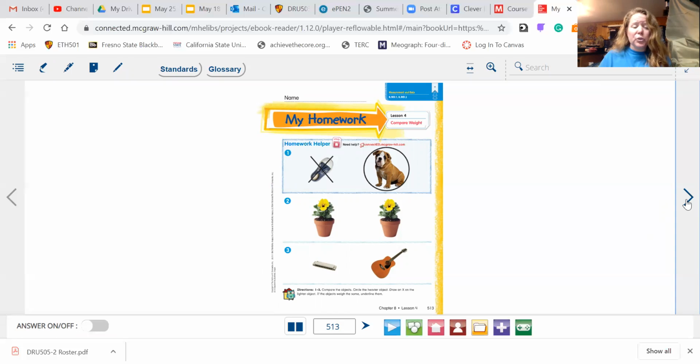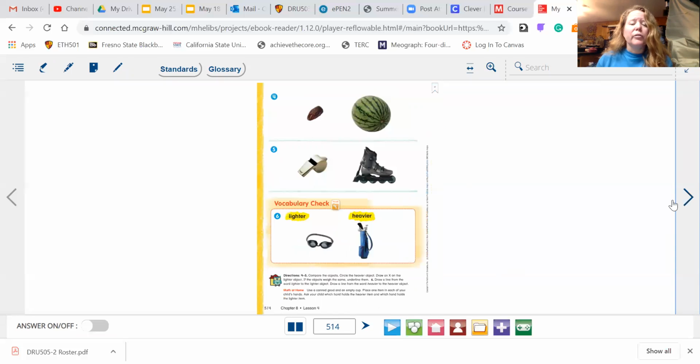Okay, 2 pages to go with your homework pages, 513 and 514. It says in the directions that you are comparing the objects still. We're comparing them for weight, right? And you're drawing an X on the lighter one, circle around the heavier one, just like this example. So please do 513 and 514 on your own.